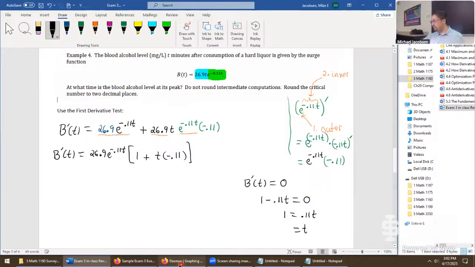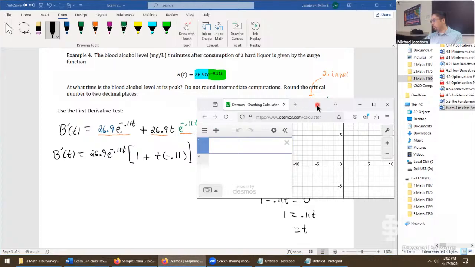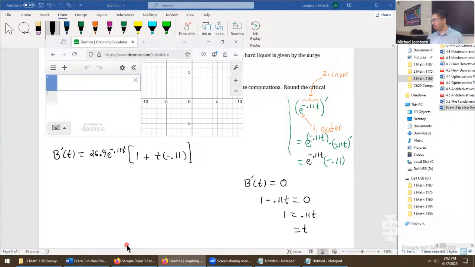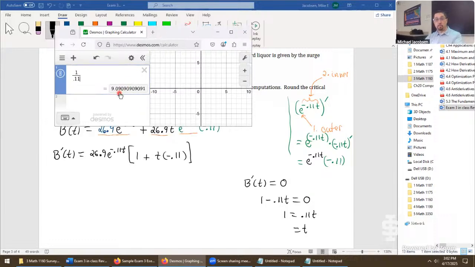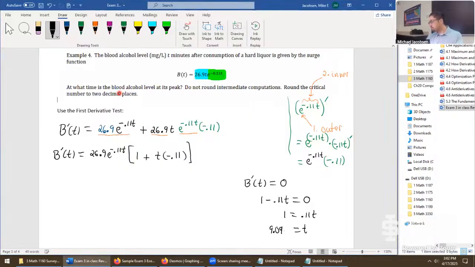Divide 0.11 into 1. That's a weird operation. I'm not sure at all what that would be. Let's work it out this way. Comes out to about 9.09 minutes. It says round the critical number to 2 decimal places, so let's keep that a 9.09 minutes. So critical number, 9.09 minutes on this surge function that we have up here.